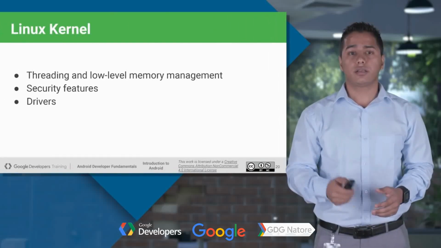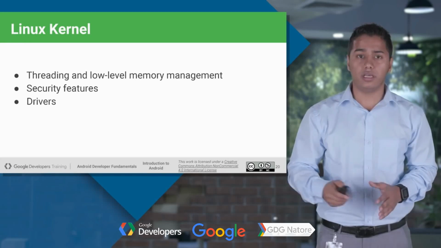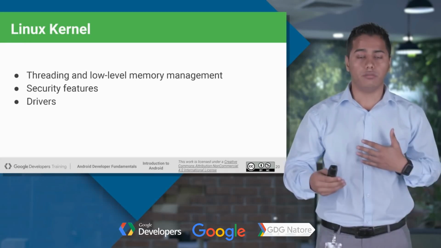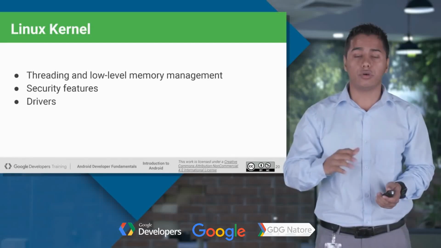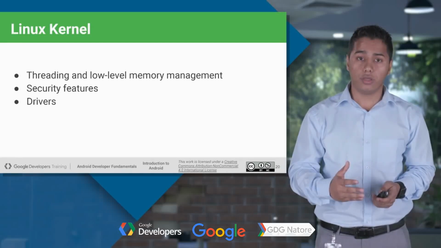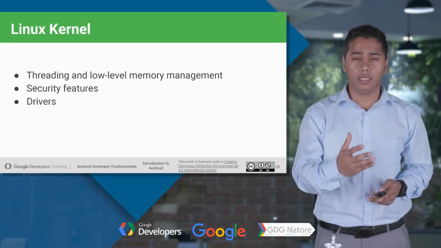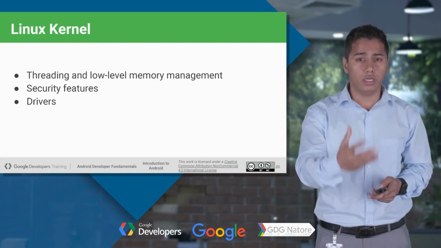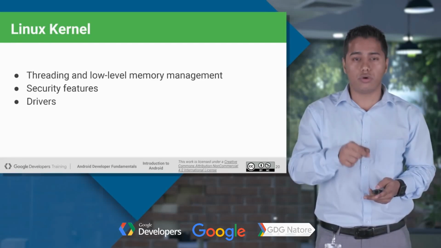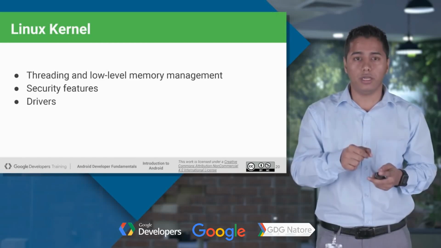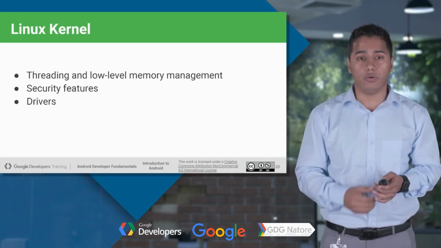Next is our Linux kernel. The Linux kernel acts like any kernel you see in any other operating system. It handles your threading, all your low-level memory management, your resource management, all your security features, and it also includes the drivers. If somebody wants to call the camera application, they first go to the HAL, like we discussed. Then the HAL in turn goes to the drivers which are in your Linux kernel, and it gives you access to your actual camera hardware.